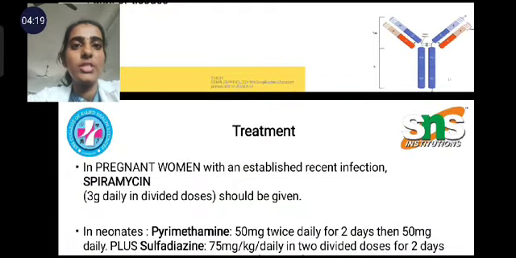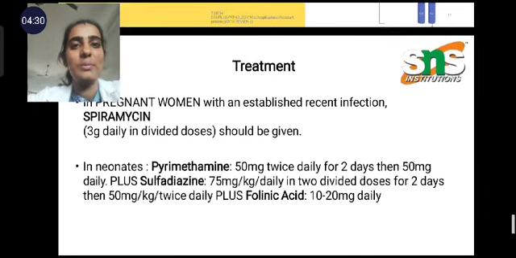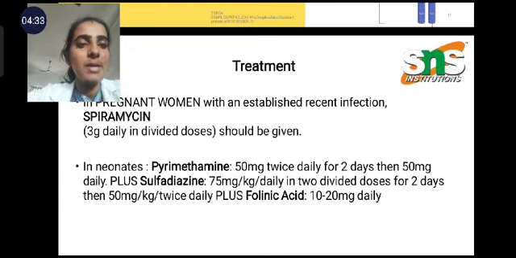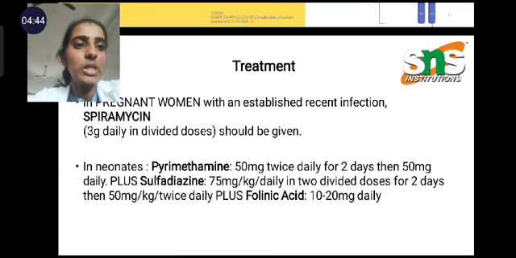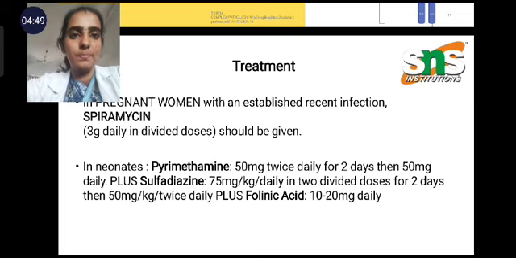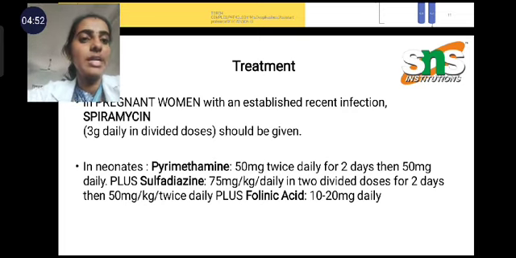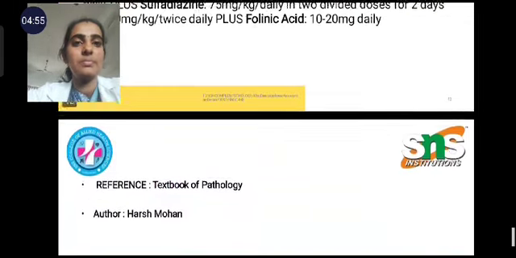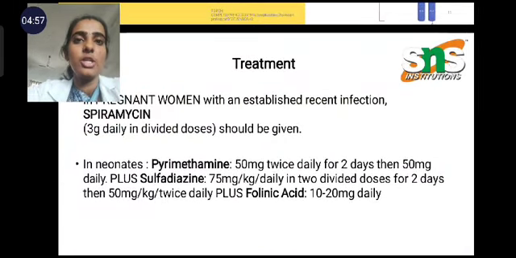And then we are moving to the treatment part. In pregnant women with established recent infections, spiramycin 3 gram daily should be given. In neonates, pyrimethamine 50 mg twice daily for 2 days, then 50 mg daily, plus sulfadiazine 75 mg per kg daily in 2 divided doses for 2 days, then 50 mg per kg, plus folinic acid 10 to 20 mg daily. So this is the treatment for the TORCH complex.